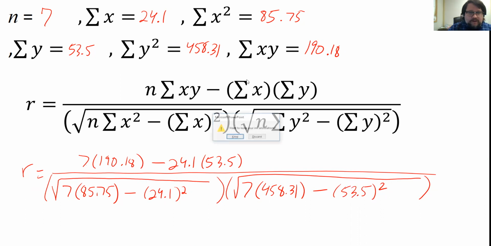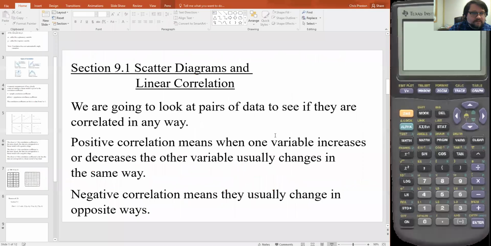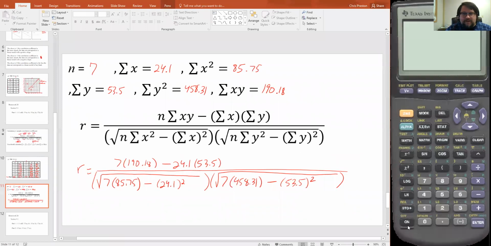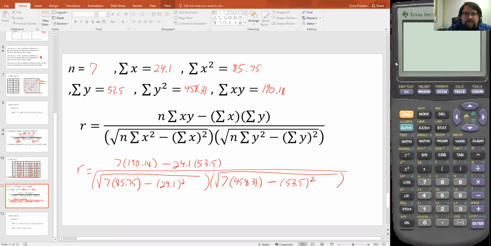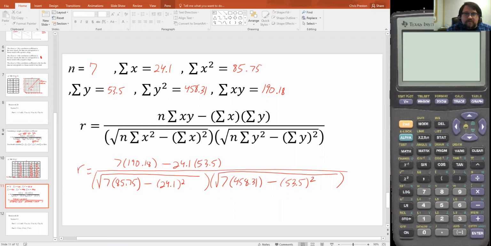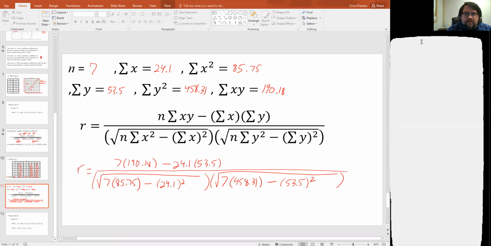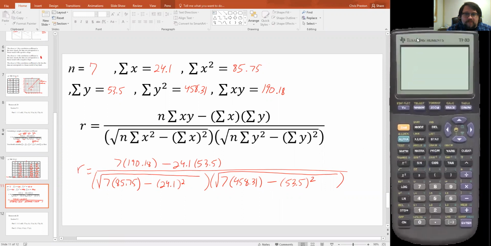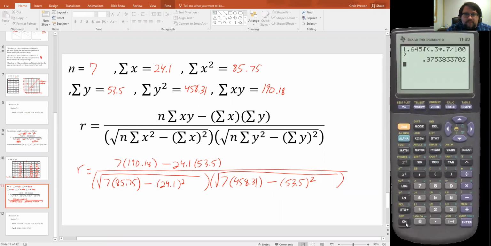So I'm going to get out of there. I'm going to get in my calculator. So hopefully I can, here, let me see if I can make this a little bit smaller, just so I don't lose the thing there. Okay, so let's turn this on, clear it out. All right, so this is how I'm going to do it.